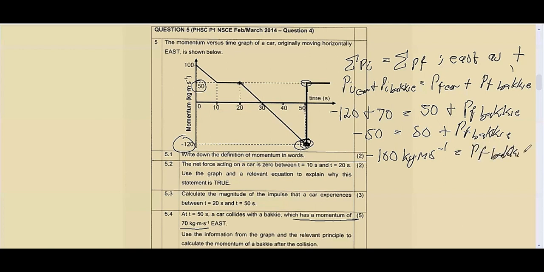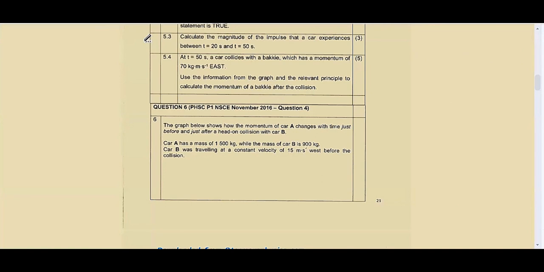Right. Now, to interpret that, we know that the negative here represents the negative direction, which is the western direction. So the Pf for the buggy, the momentum after the collision, is 100 kg meters per second west. And that's how you could indicate that. So let's proceed. We have question 6.